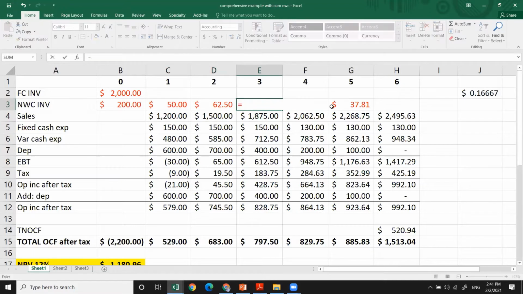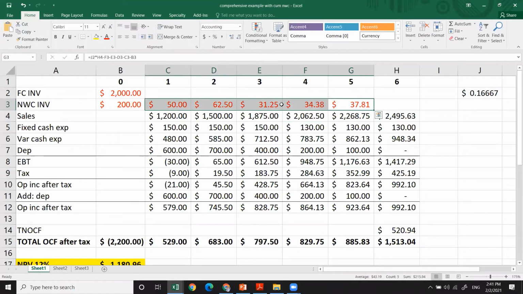I do the same thing here. This multiplied by the fourth year, minus this, minus this, minus this. And apply the same thing here, and subtract all. And this is where we get it, okay? And there's nothing in the 6 here. So this is how we estimate cumulative net working capital.